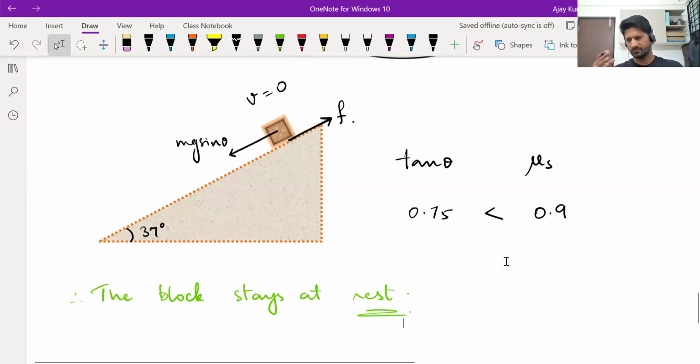Some everyday knowledge you'll also need to apply. If the block is coming down, why will the friction act downwards? It should act upwards. Fine. Just a moment. You all think about this situation. I'll take the diagram for another question.